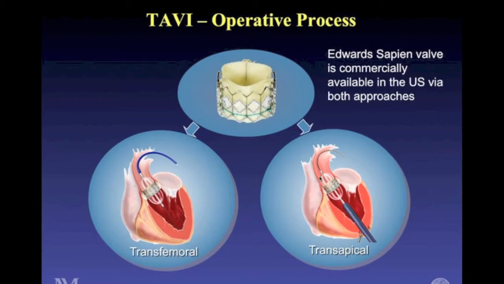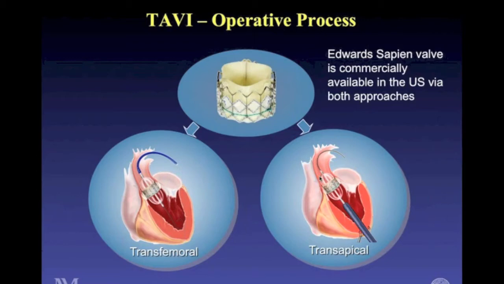Or in people who have smaller arteries in their legs and cannot accommodate a valve being placed up through their femoral artery, because these tubes that we use are fairly large. They're about 3 to 4 times the size of a normal catheter that we would use for angiograms or angioplasty.